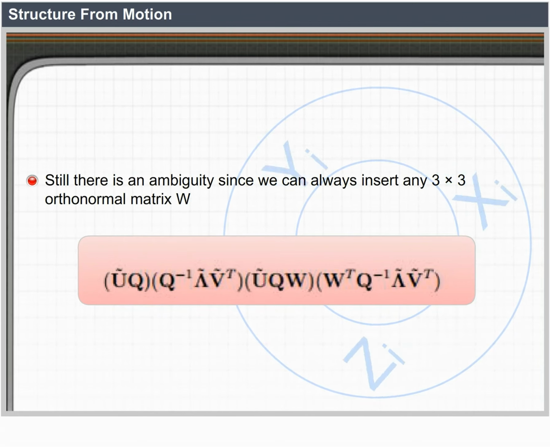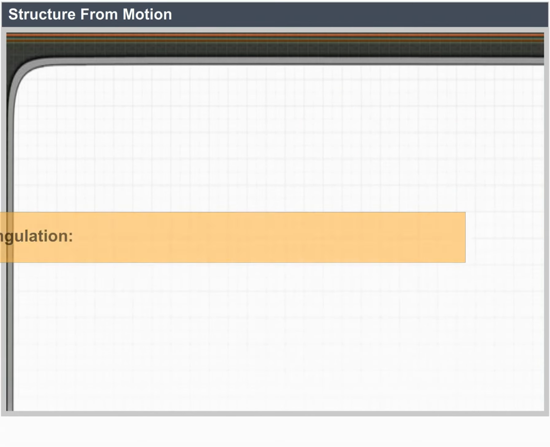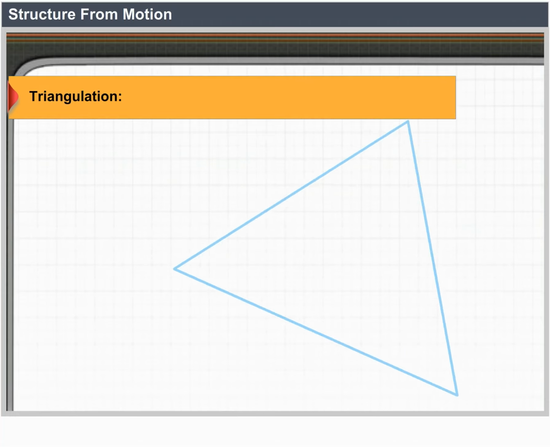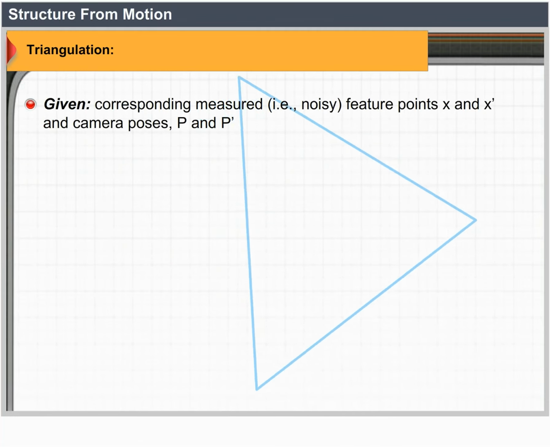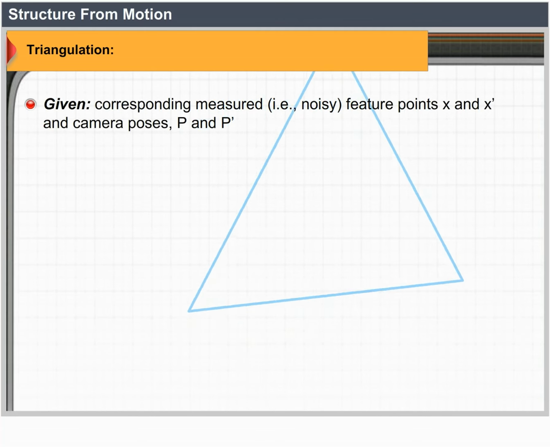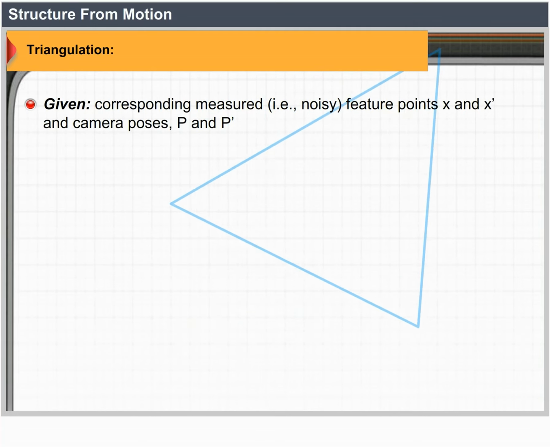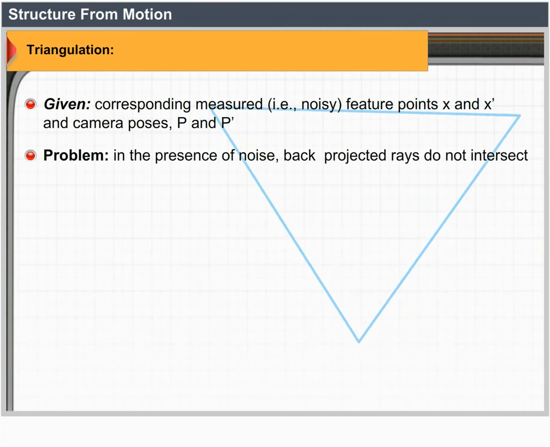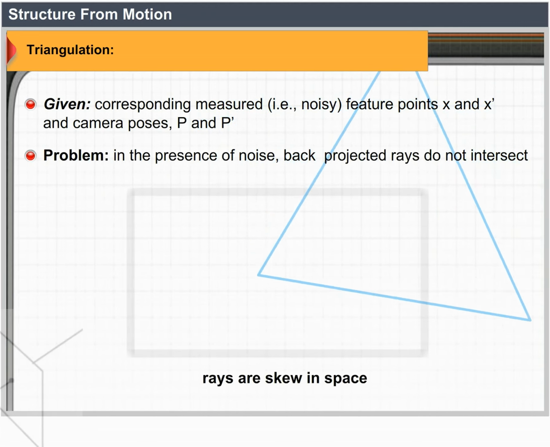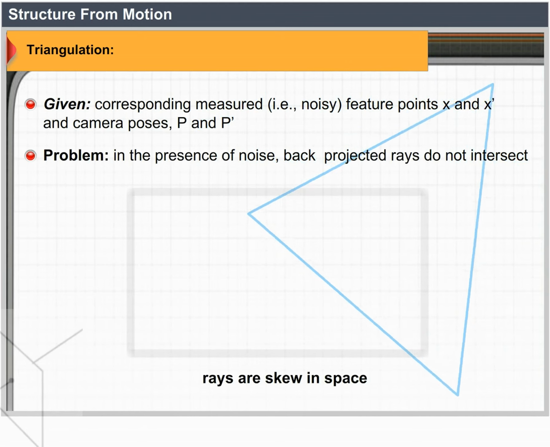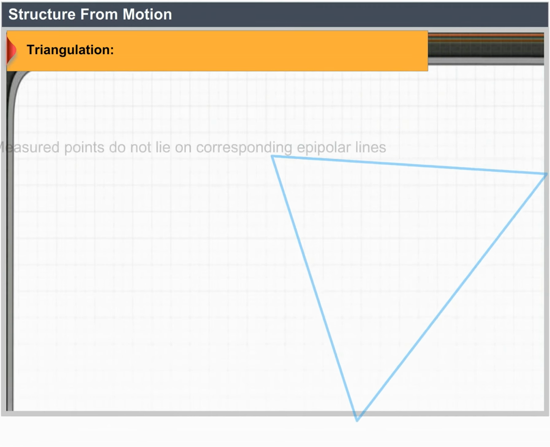Triangulation. Given corresponding measured, that is noisy, feature points x and x dash and camera poses P and P dash, the problem is that, in the presence of noise, back projected rays do not intersect, and measured points do not lie on corresponding epipolar lines.